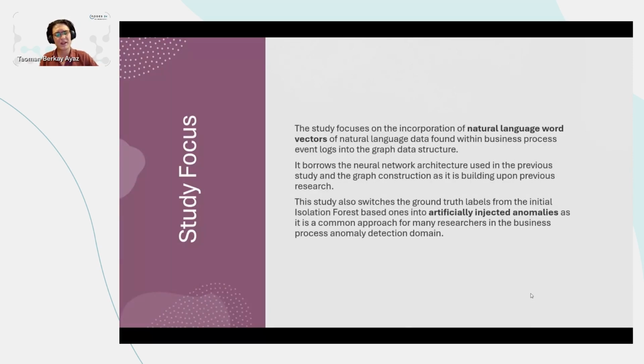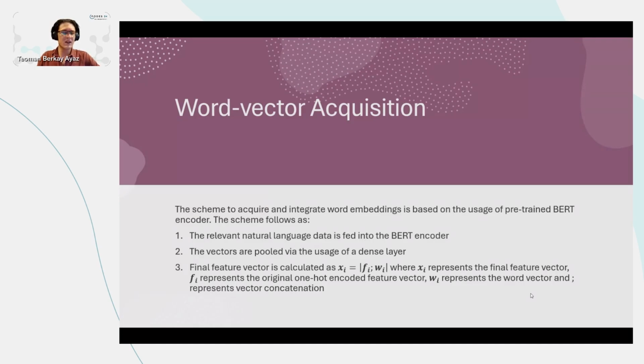So one thing that was done in this study is that we switched over from using the anomalous subsequence graph labels to using artificially injected anomalies as truth labels. The main reason why we did that was because this was a very common approach when benchmarking business process anomaly detection solutions. So the acquisition of the word vectors goes as the following scheme.